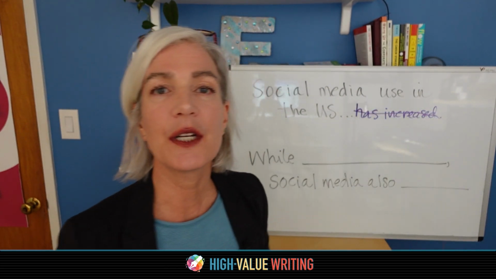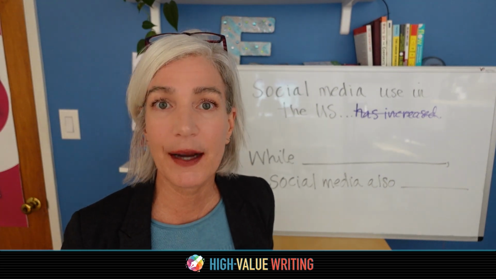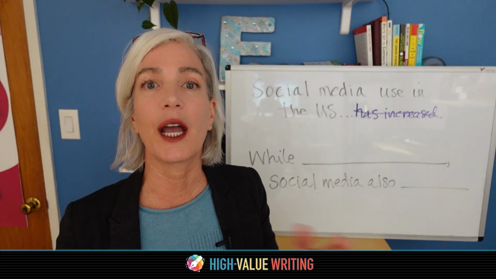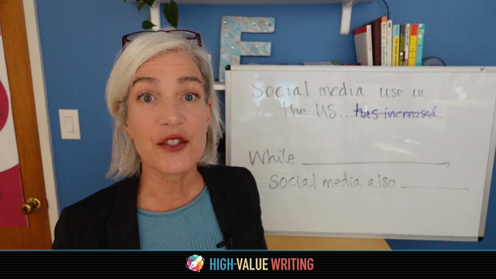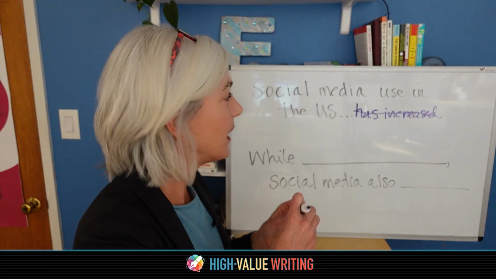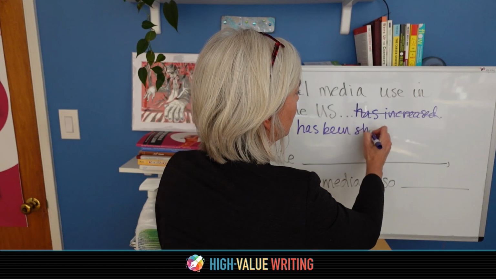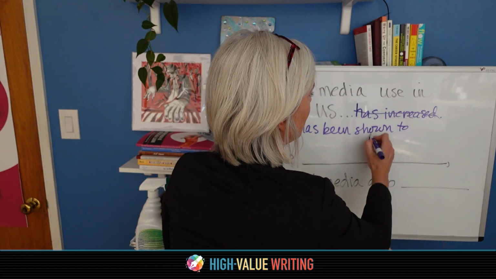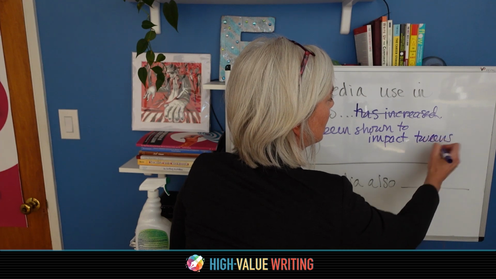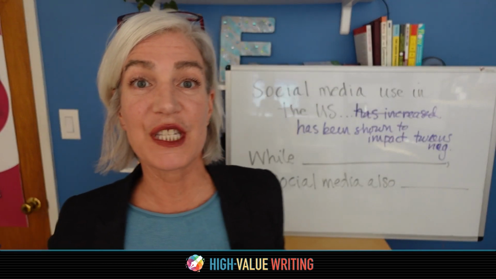Instead, though, you can think to yourself effects, benefits, drawbacks, changes over time. Those are usually areas you can look at pros and cons or changes over time. So social media in the US, I'm going to just say, has been shown to impact tweens negatively. Just saying that for that one.